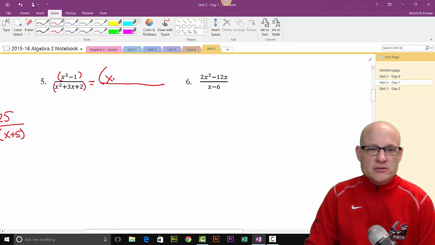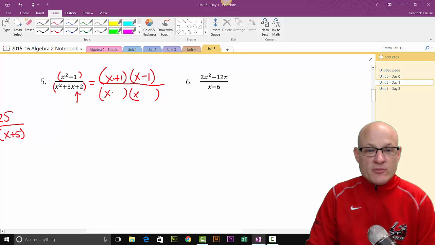X plus 1, x minus 1. All right, so I factor the numerator. The denominator, another trinomial. We can factor it. X and X, because this is a plus, they both have to be the same sign. And because this is a plus, they both have to be plus. Plus 2, plus 1. Take out the black pen and cancel those puppies up. And I'm left with x minus 1 over x plus 2.